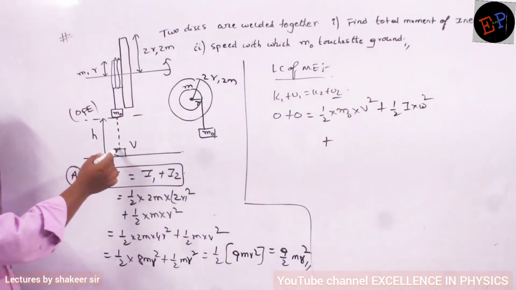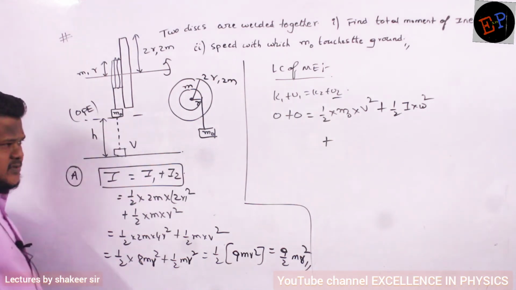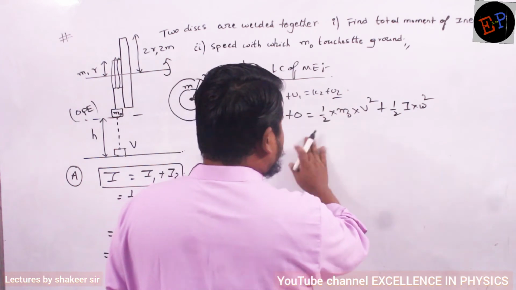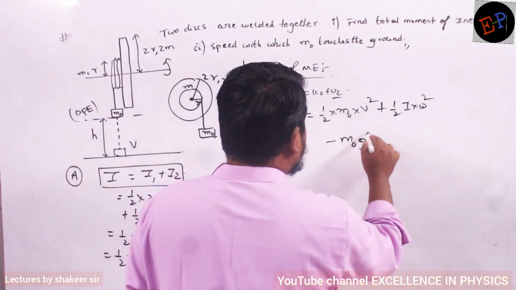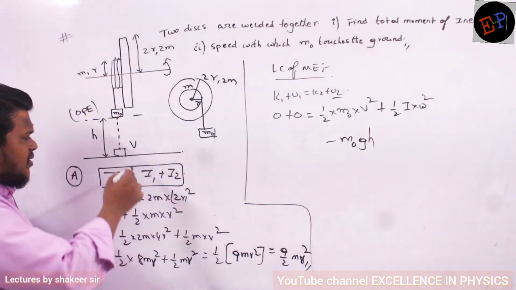Potential energy only for this mass. So negative potential energy, since it has come downwards from the reference. Therefore it is minus m naught g h. That's all. From this, he is asking us to calculate the v value.